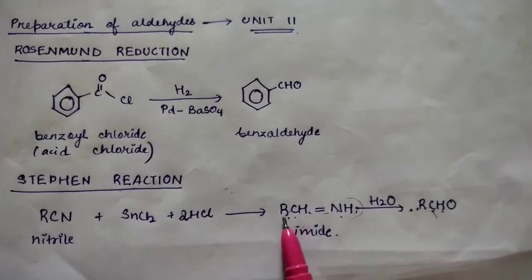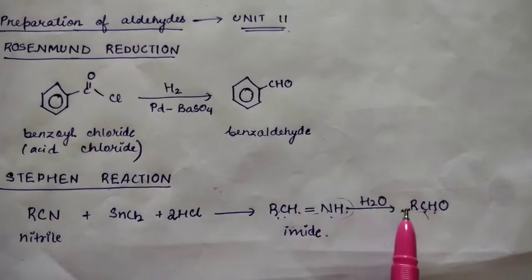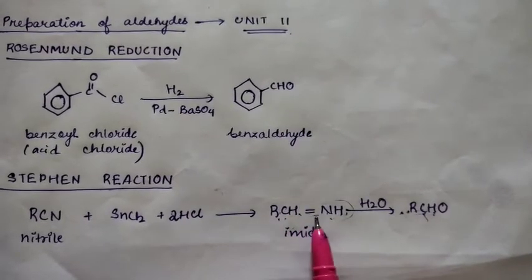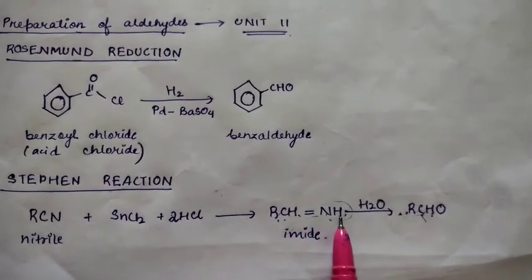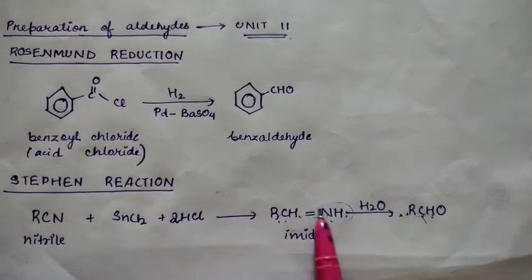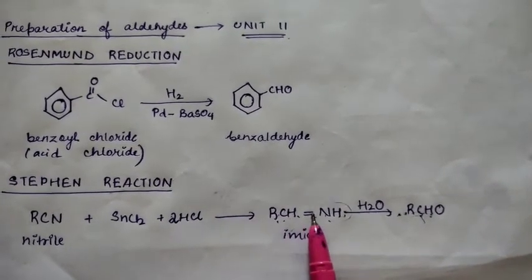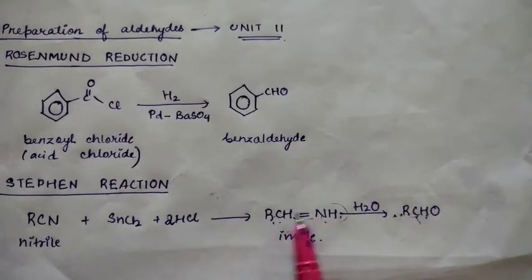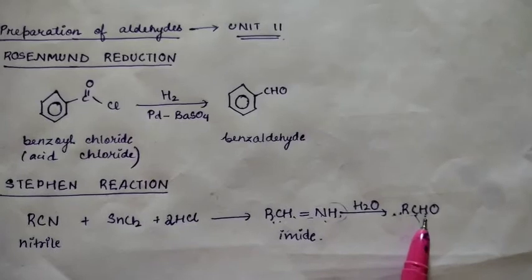So this R, which is the alkyl chain, is present intact as it was before. Now this double bond NH, this NH is replaced with O, right? C double bond O and C single bond H. So this is the aldehyde.